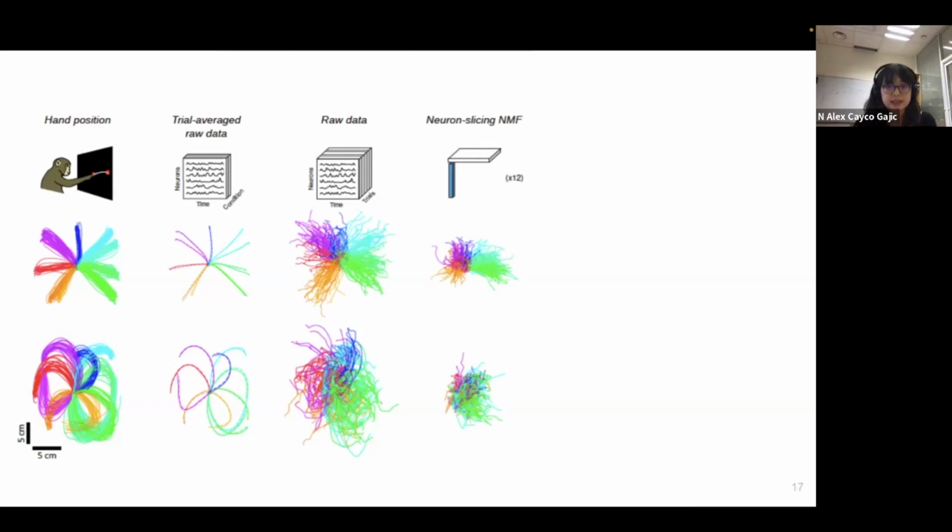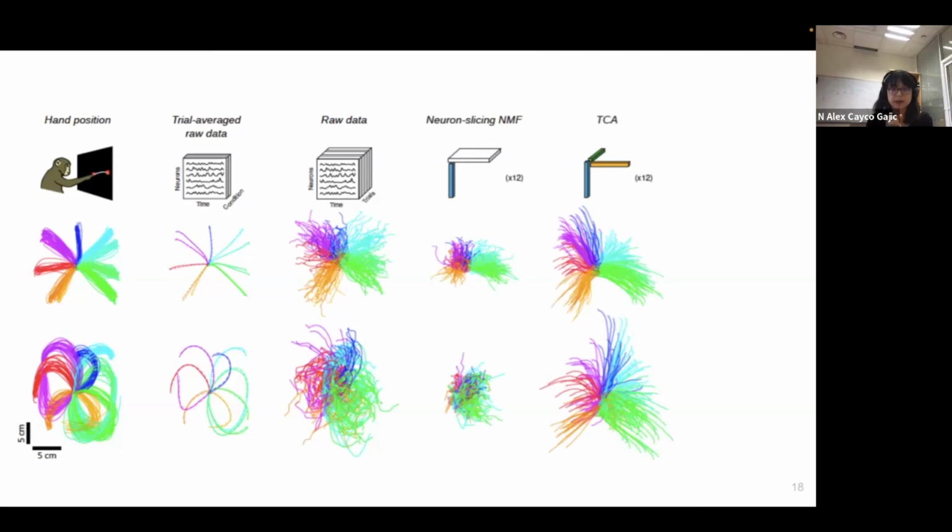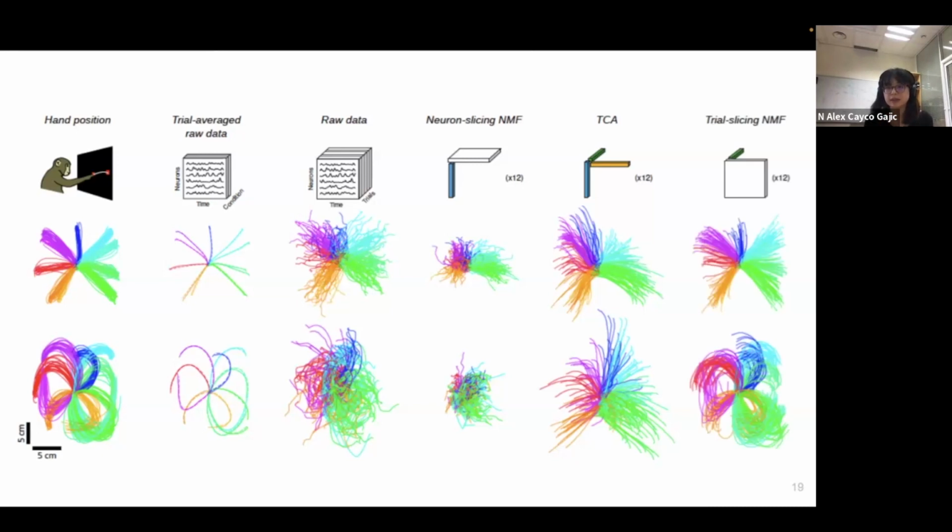If you instead use TCA, you do a lot better already. But you can do something that's actually even more simple, which is to do NMF, but on one of the other unfoldings of the data tensor. So now this is the trial slicing NMF, and you can see that you can actually decode much, much better than any of these other cases. And here there's no sliceTCA, there's no fancy new method. This is just doing NMF on a slightly different matrix that comes from the same tensor.